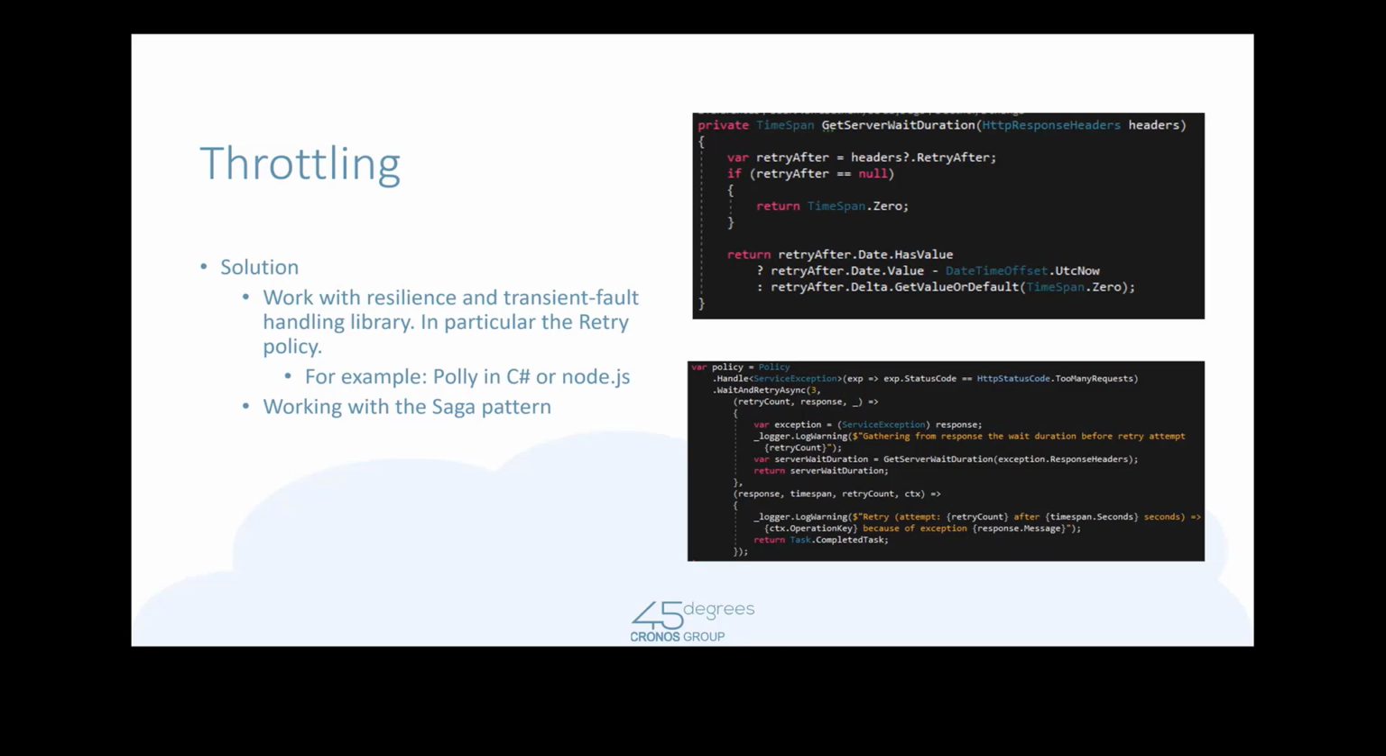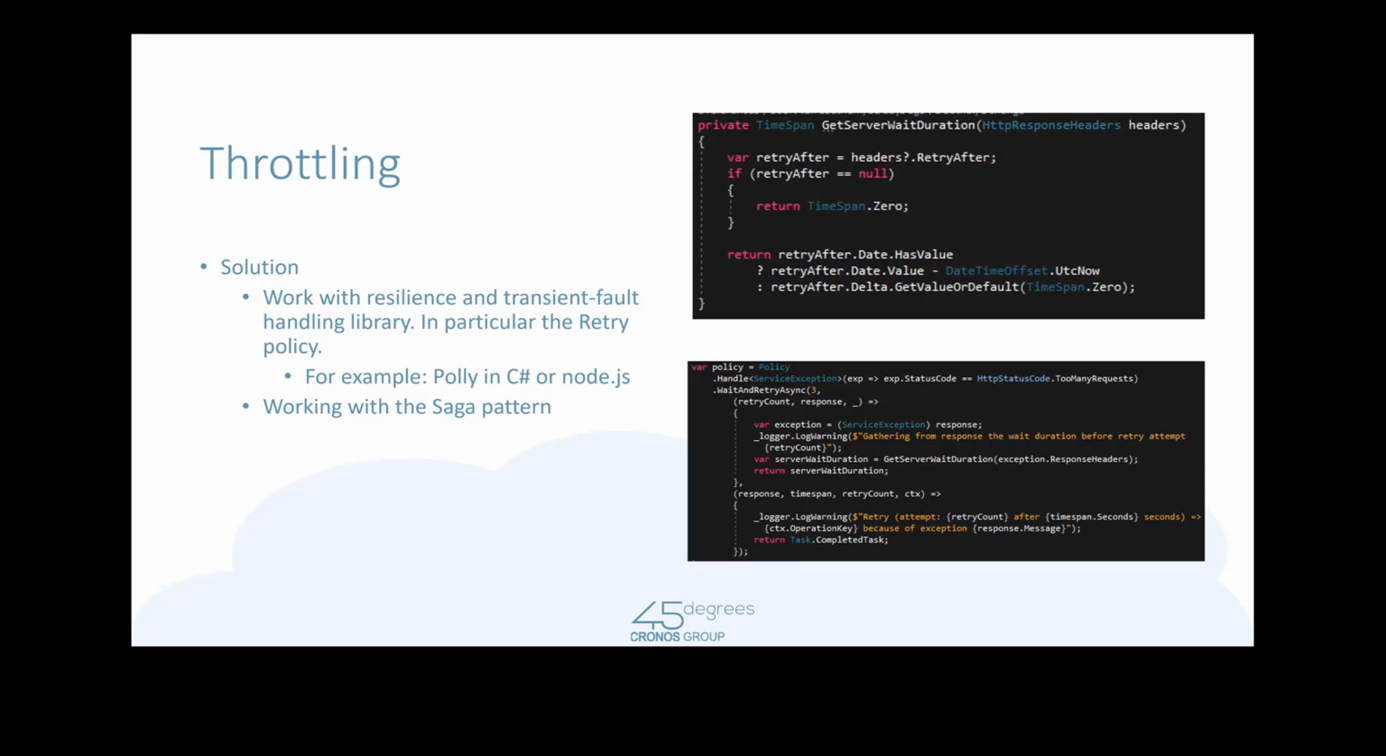And it's as simple as that. You can get it from the header. In .NET, you have the HTTP response headers, and it has the property RetryAfter, so you get it. If it doesn't exist, you give back 0 and you retry. And then a little calculation, feel free to copy it, and you can use it with the retry policy.